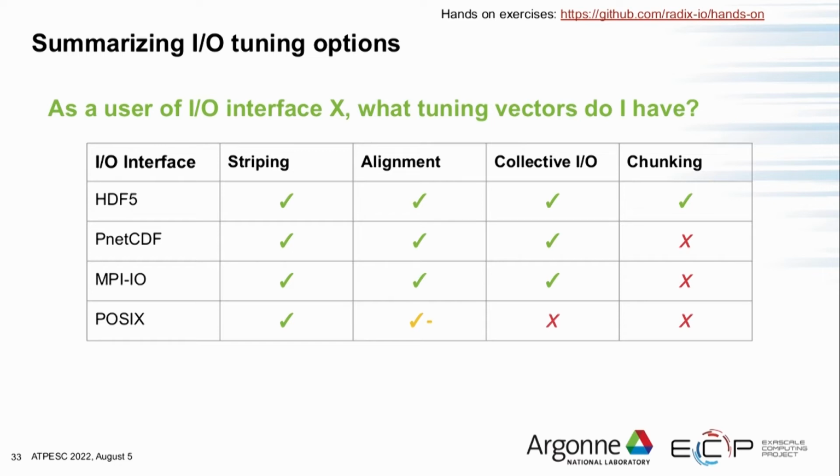Hopefully by now you guys have taken away that striping is something that you should definitely be concerned with on Lustre file systems. It's not tied to any specific I/O API. It's something that you just have to generally be aware of. So that's a tunable that you can take advantage of and use for any I/O API.